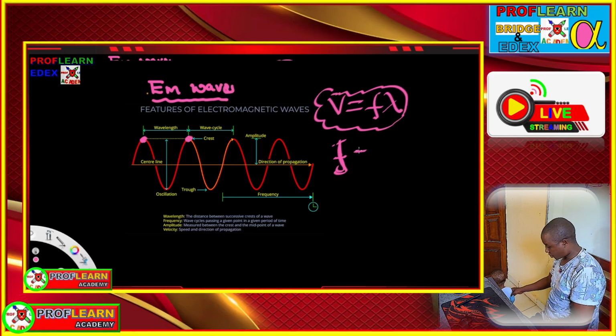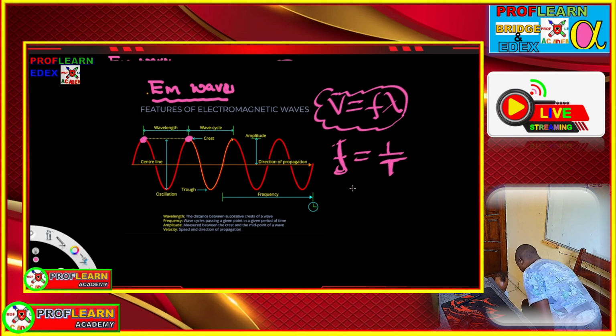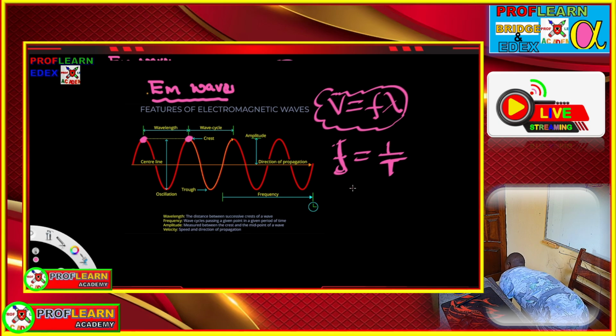You also need to remember different formulas under this area. The first formula that you need to remember is the wave equation: V equals frequency times wavelength, and frequency is equal to 1 over the periodic time, or the time period is equal to 1 over F. So that is exactly what you need to remember as far as that area is concerned.